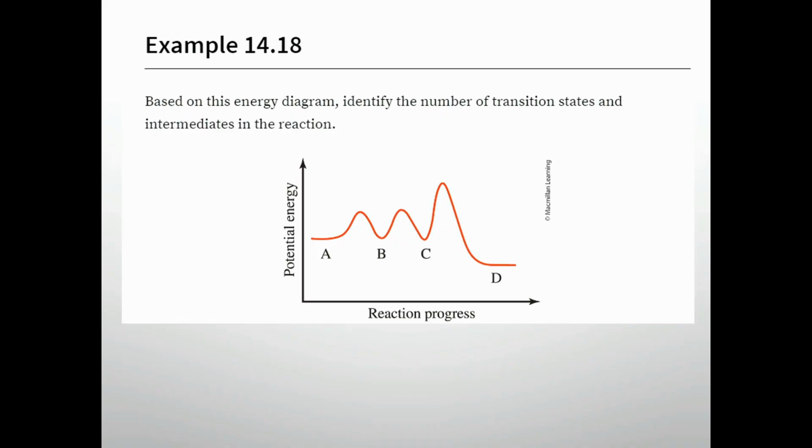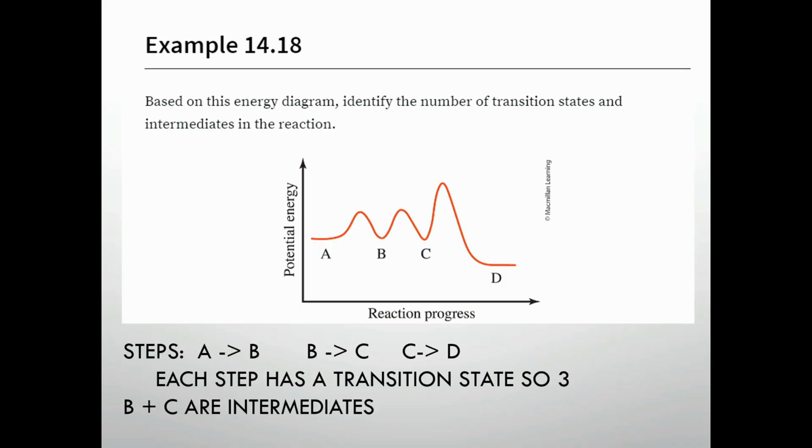Now, based on this diagram, where are the transition states? Well, the transition states are at the top of every single hill. So that's a transition state, that's a transition state, that's a transition state. So there are three steps. A goes to B with a transition state, B goes to C with a transition state, and C goes to D with a transition state. My intermediates are B and C, because overall I'm only going from A to D.